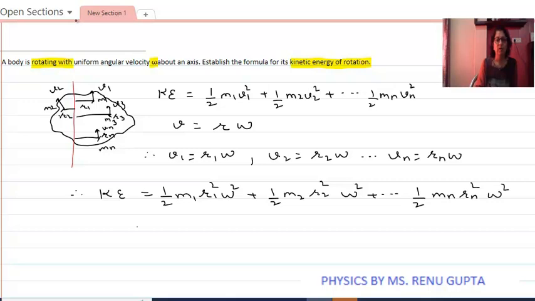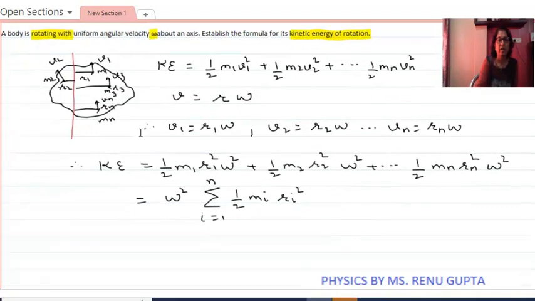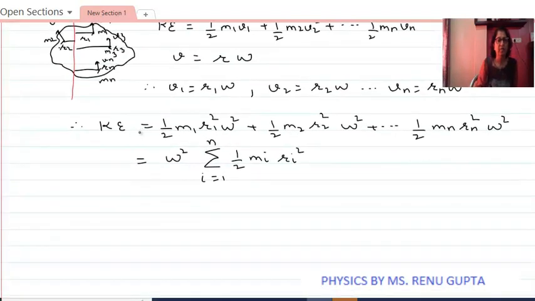If I take omega square common, then it is summation half mi ri square, i going from 1 to n. Again I take half outside. So kinetic energy is half omega square summation mi ri square, i going from 1 to n.